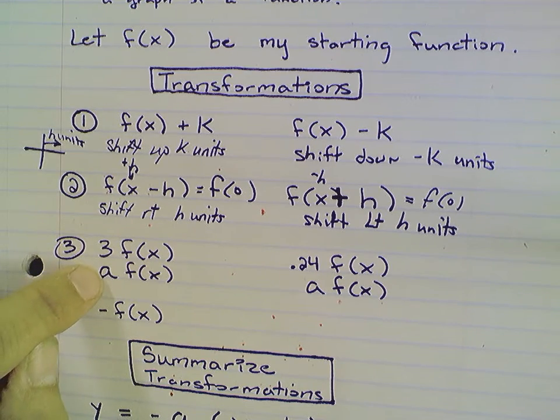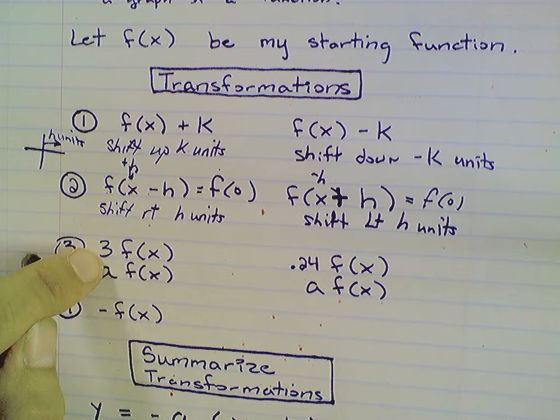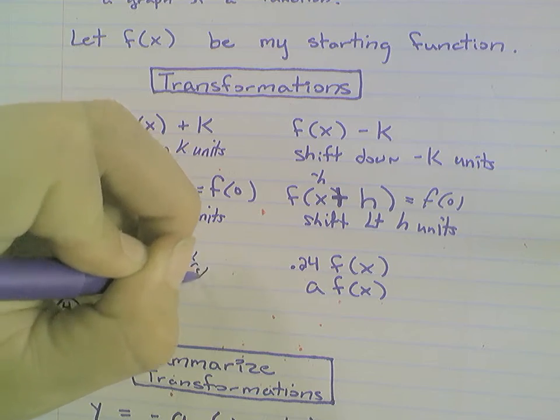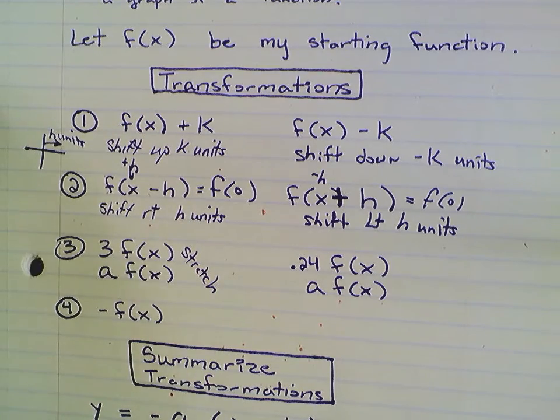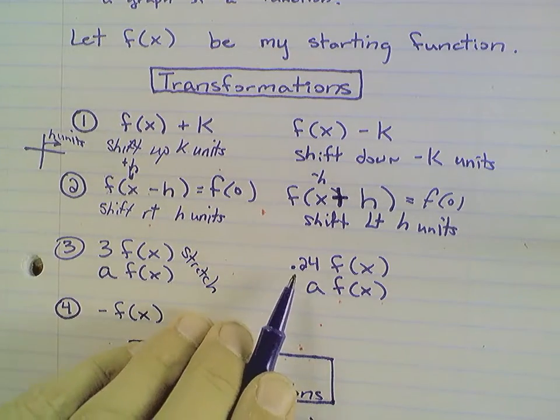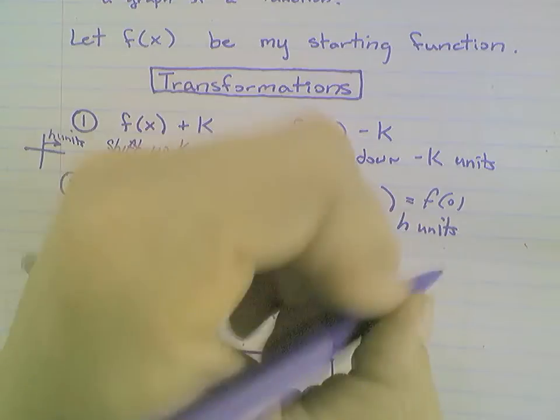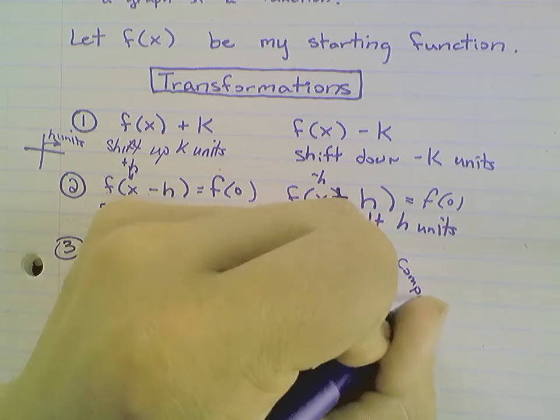With stretches and compressions, anytime my a is bigger than 1, so in this case I have a 3, that'll act as a stretch on the graph. Anytime my a is less than 1, like this 0.24, that'll act as a compression.